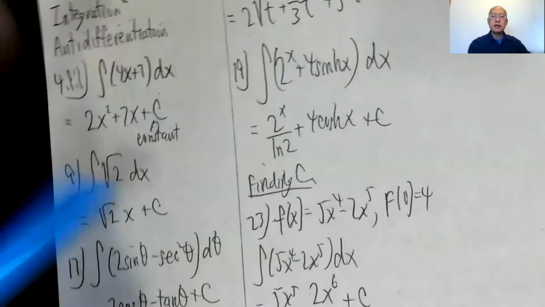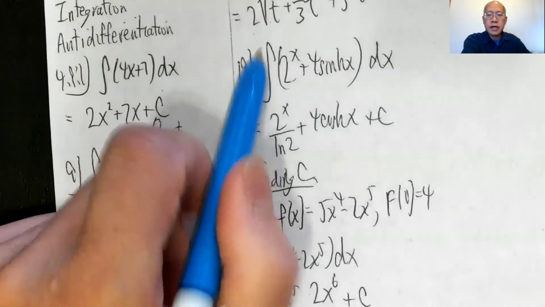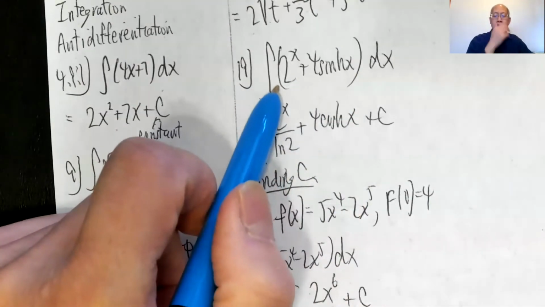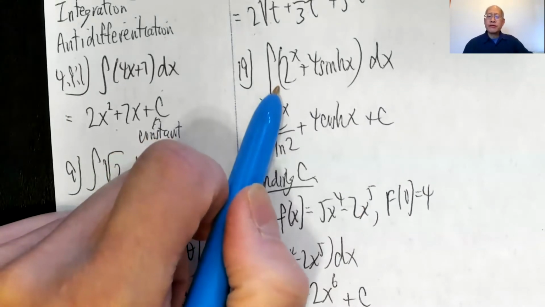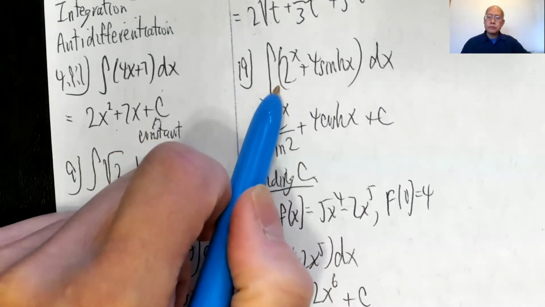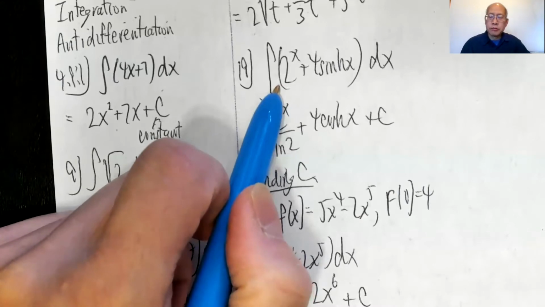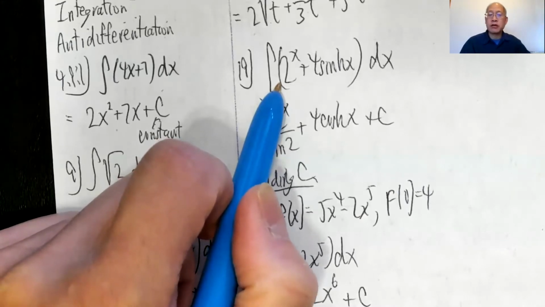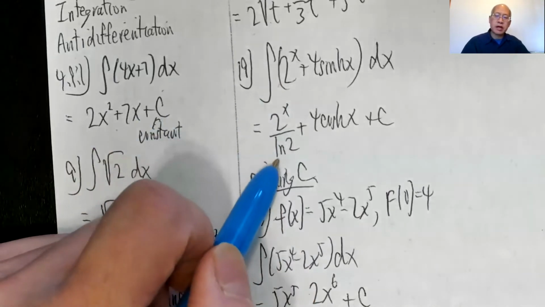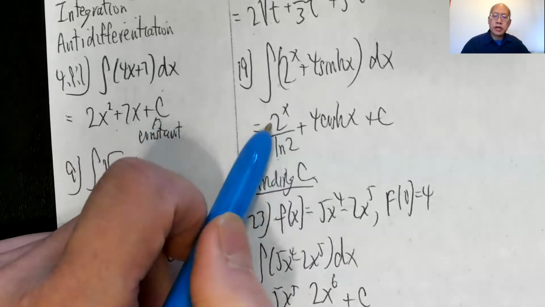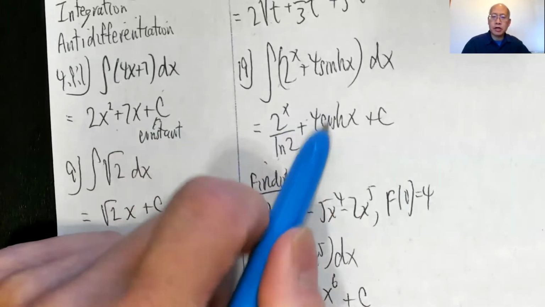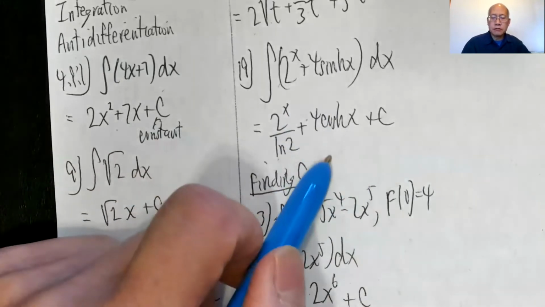Okay, 19. The integral of 2 to the x plus 4 sinh x dx. Okay, so that's logic backwards. What was the derivative of 2 to the x? 2 to the x ln 2. You multiply by ln 2. So guess what happens when you integrate? Since integration and differentiation are opposite operations, you divide by ln 2. So the integral is 2 to the x over ln 2 plus 4 times the integral of sinh, which is cosh because the derivative of cosh is sinh, plus c.